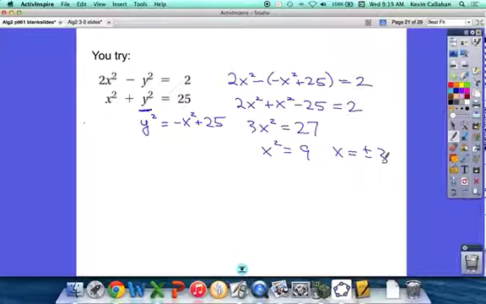Okay, now how are you going to find the y? Go back up to either one, it doesn't matter which one. Well, actually, like I said, we have a good place for that. Put it right there. Y squared equals negative 9 plus 25. Y squared equals 16. So what does y equal? Plus or minus 4.